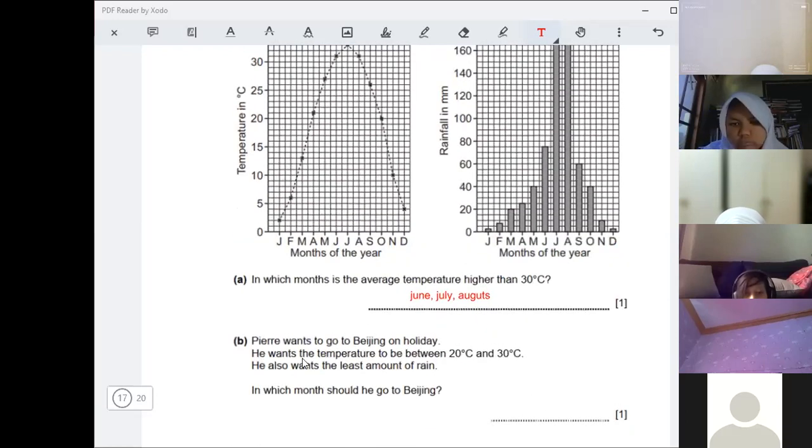And then the B1, Pierre wants to go to Beijing on holiday. He wants the temperature to be between 20 and 30. He also wants the least amount of rain. In which month should he go to Beijing? Which one? I want Ata to answer this. Which one do you think, Ta? This one, the B one. The one with the least rain too.